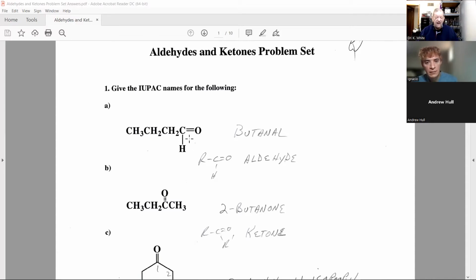And how do you name that? Find the longest chain with a carbonyl carbon, name it as an alkane, 4 carbons. Guess what? Butane. I was thinking double bond, should be butane. Drop the E, add AL: butanal. No number because the carbonyl carbon is number 1.